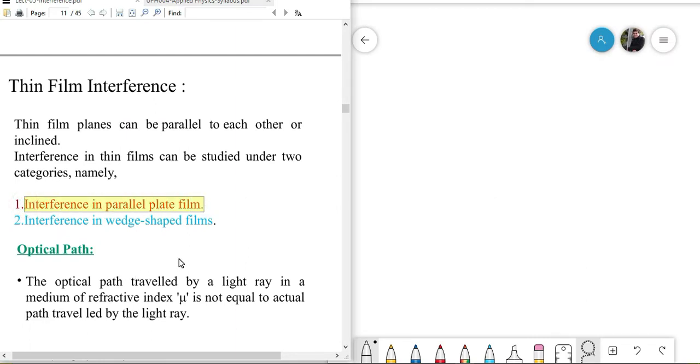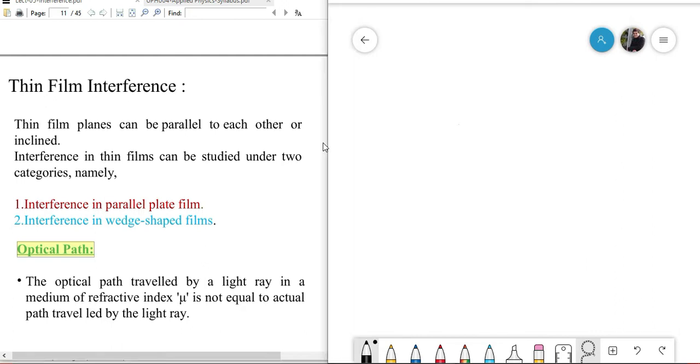First, one idea we have to understand is called the idea of optical path. In a medium having a refractive index mu, when light travels, the geometrical path that the light travels is not the same as the optical path. So there are two things: one is the geometrical path or distance, and another is the optical path or optical distance.